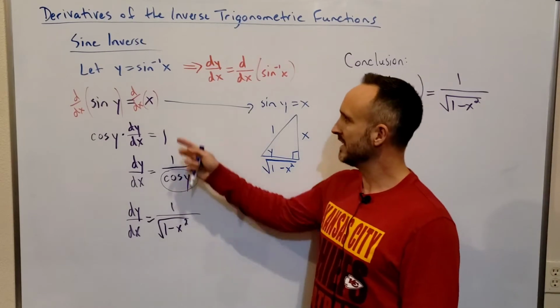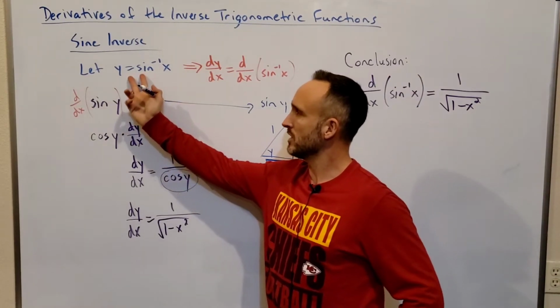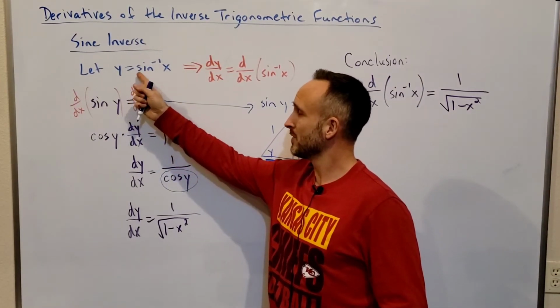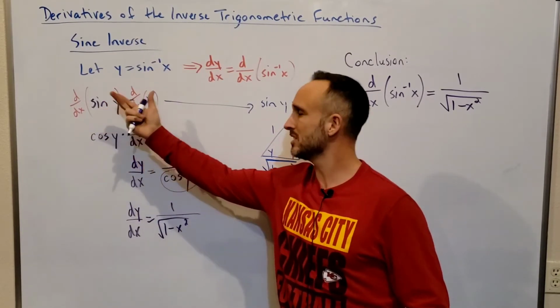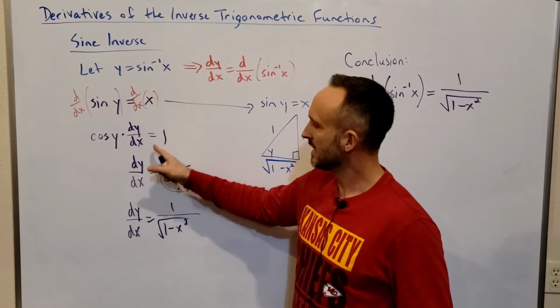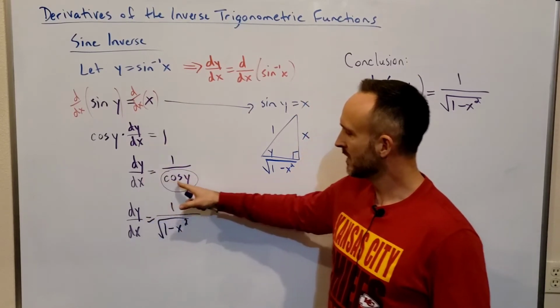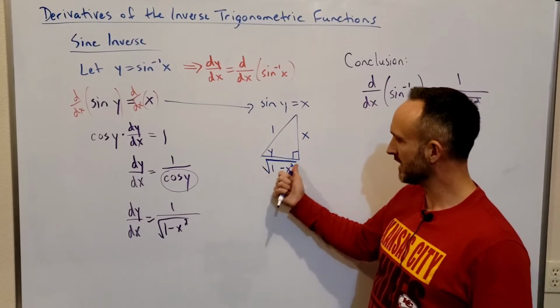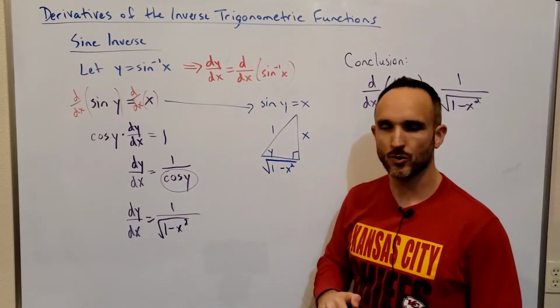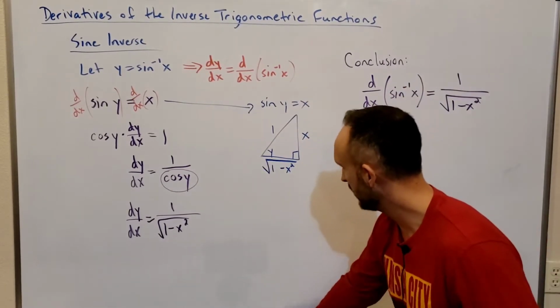The basic idea is start with an explicit equation, make it implicit so that you can differentiate the standard trig function and not the inverse trig function, and then solve for dy dx. And then take anything with y, use a right triangle to convert it to x in an algebraic form. Okay? So let's try another.